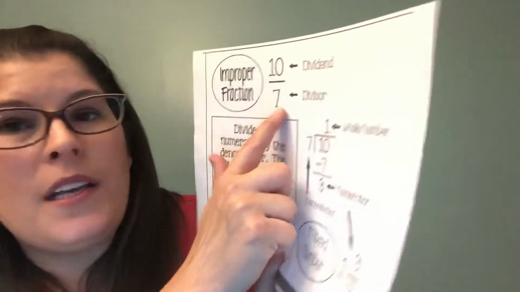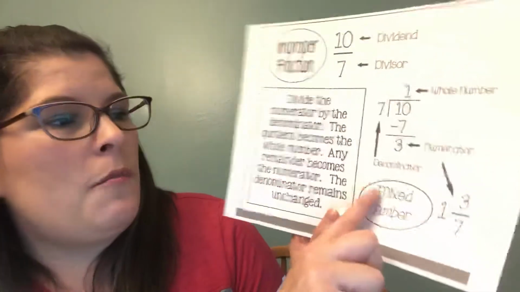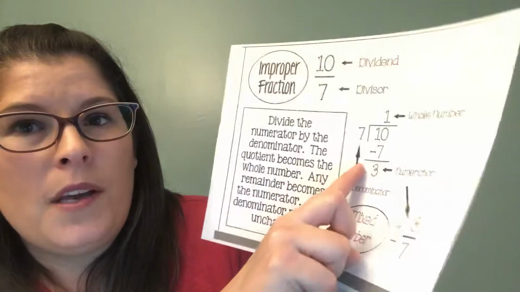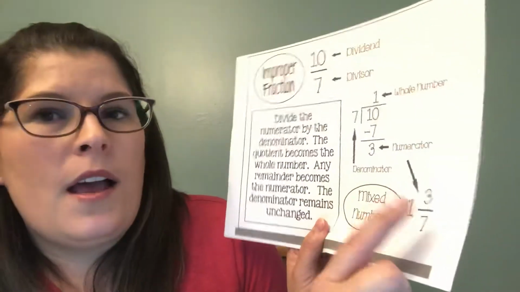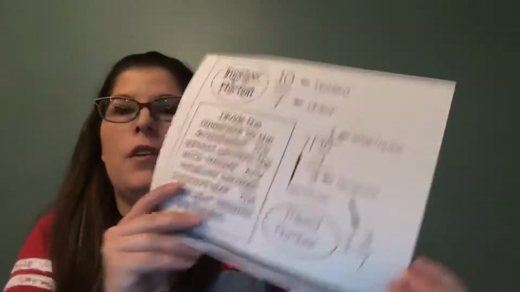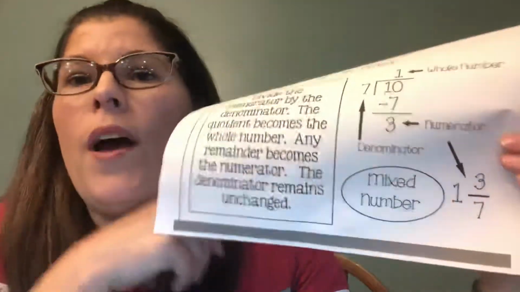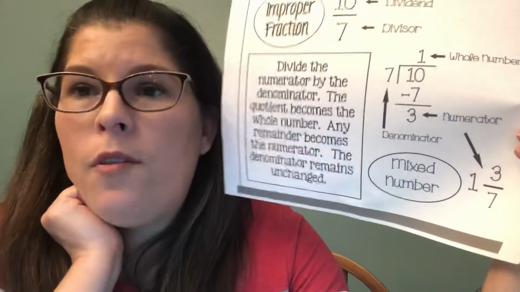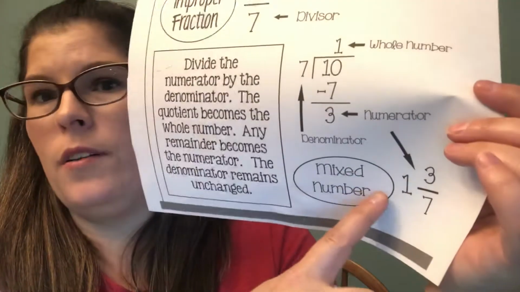So now we have our denominator, which stays right there. That denominator never changes. So now we have a mixed number. We have 1 whole and 3, which is our remainder, is our new numerator, and 7. Now, some of you are going to say, Mrs. Yersetti, what if I don't have any remainder? It's perfect. Then you don't have a mixed number. You just have a whole number.